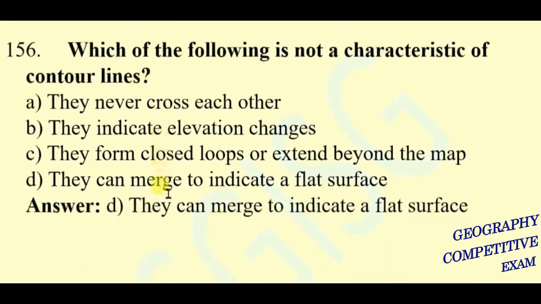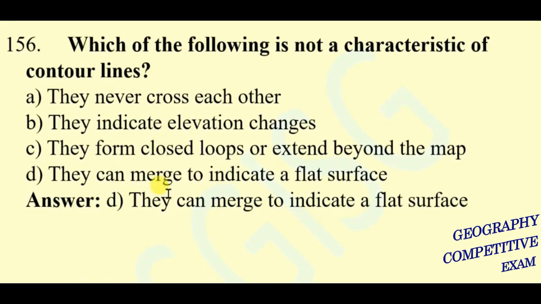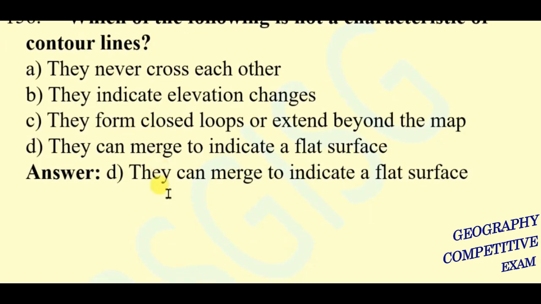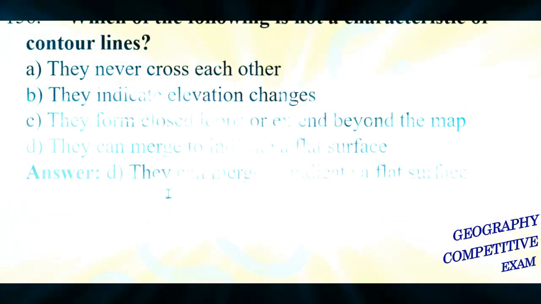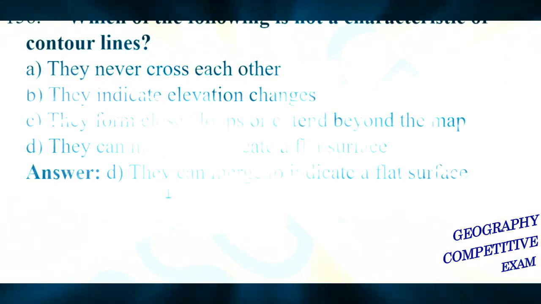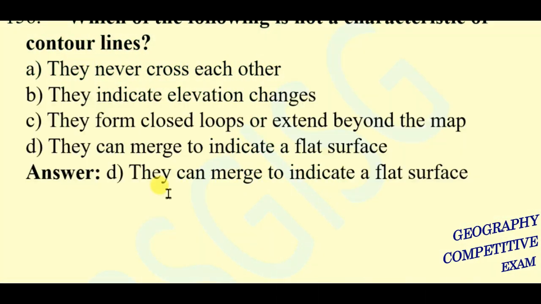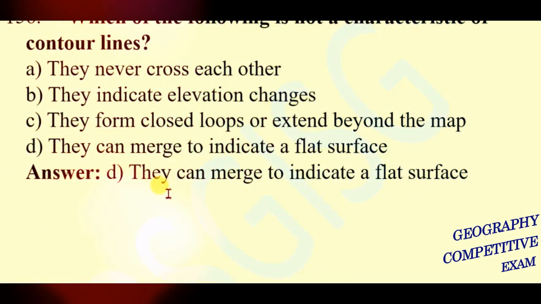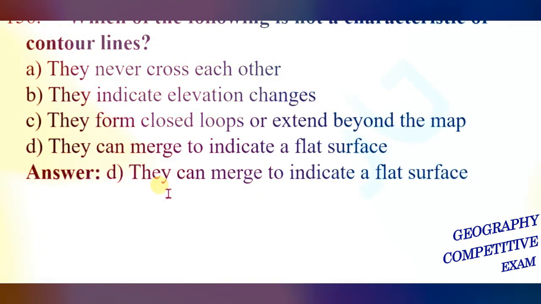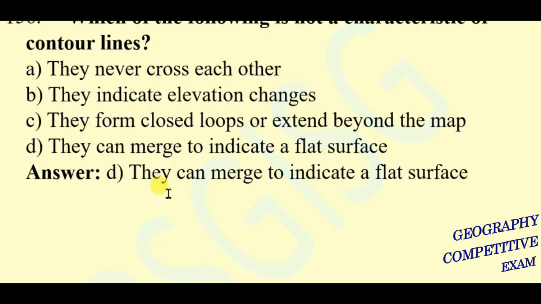Question number 156. Which of the following is not a characteristic of contour lines? They never cross each other. They indicate elevation changes. They form closed loops or extend beyond the map. They can merge to indicate a flat surface. Here the right answer will be they can merge to indicate a flat surface. Where the surface is flat, there the contour intervals are more.